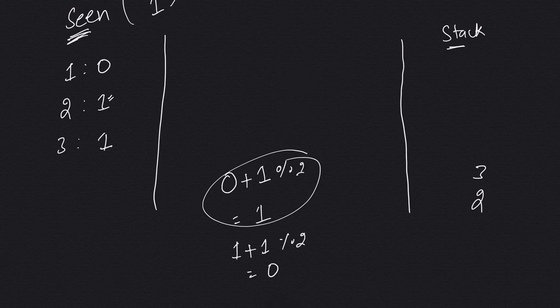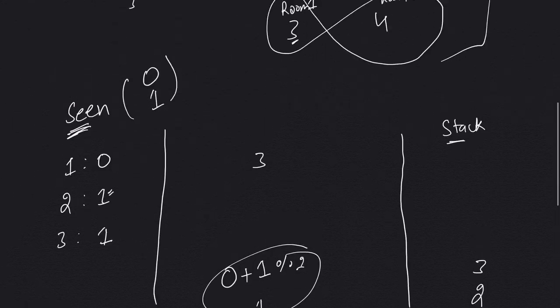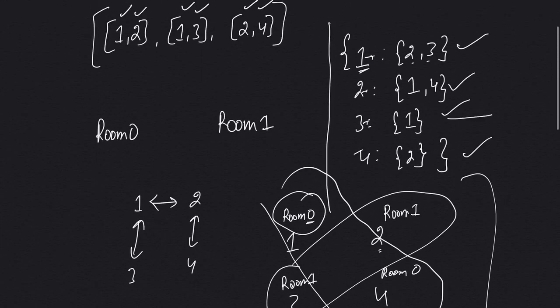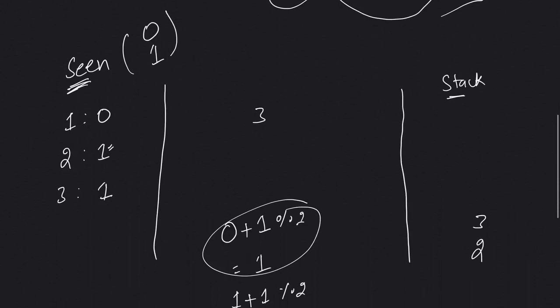Then I will pop and I will get 3. Now I will check for the person 3 does not like and that is 1.